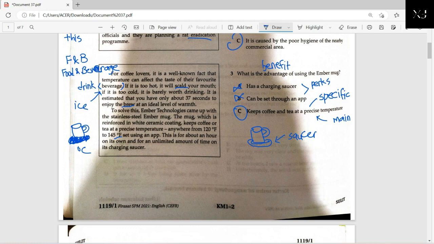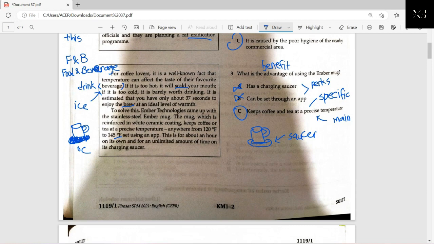It's like you're selling a product, and you're telling me this cup comes with a charging saucer, you can set it through your app. You're telling me how to use it and what it comes with, but you're not telling me the main point. The main point is it keeps your beverage at a precise temperature, at a temperature you want. So that's the main thing.